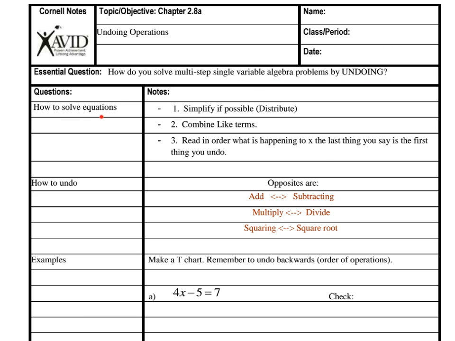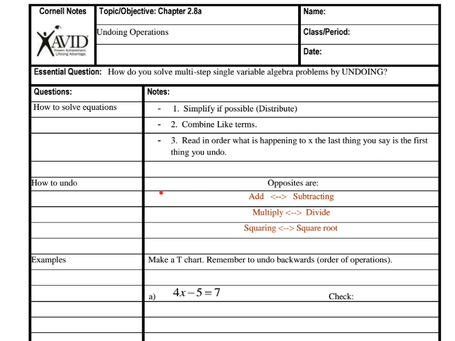So how do we solve equations? We use these steps right here. The first is we simplify if possible by distributing. Then 2, we combine like terms. And 3, we read in order what is happening to x. The last thing you say is the first thing that you undo.